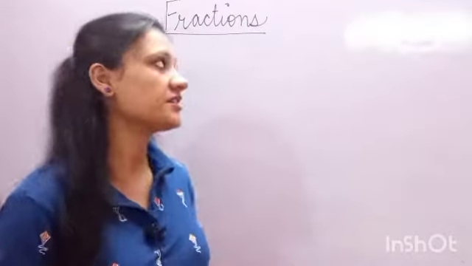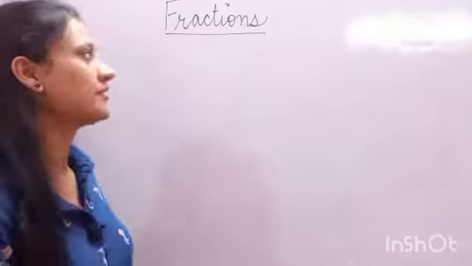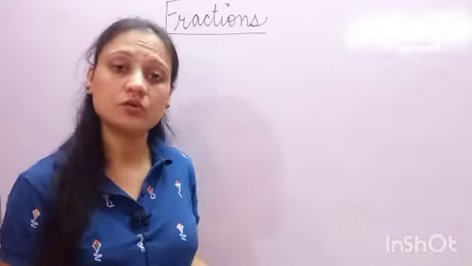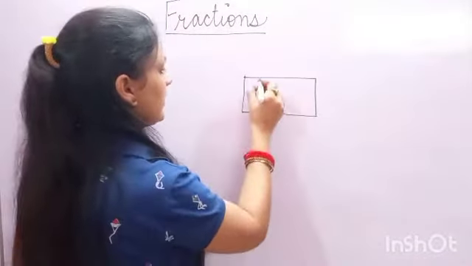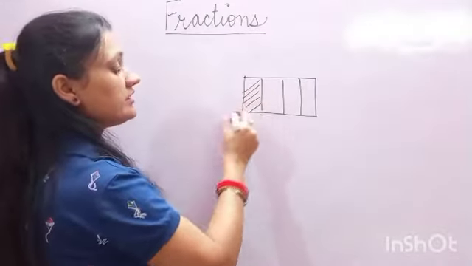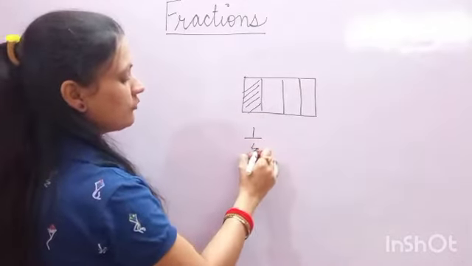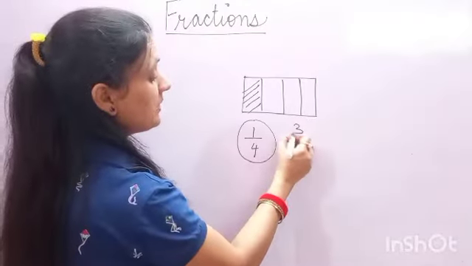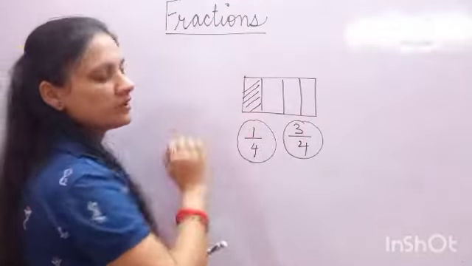So let's start a new topic, that is fractions. What is a fraction? It is a part of a whole. For example, we have a cake, right? I divided it into 4 parts and this part I have eaten. So how much part have I eaten? 1 out of all 4 parts. So this is the fraction. And how much cake is left? That is 3 parts out of 4. So part of a whole is called a fraction.